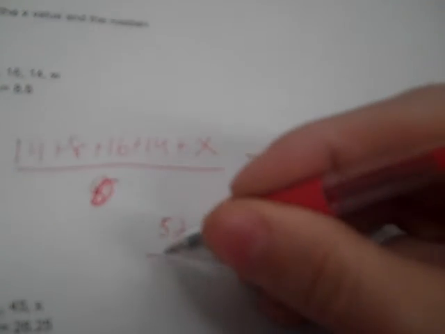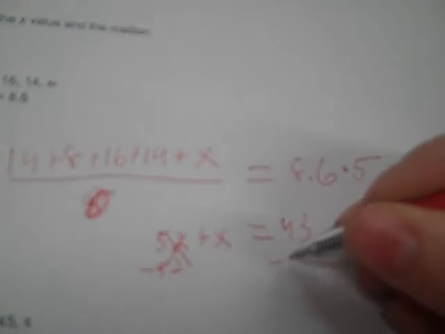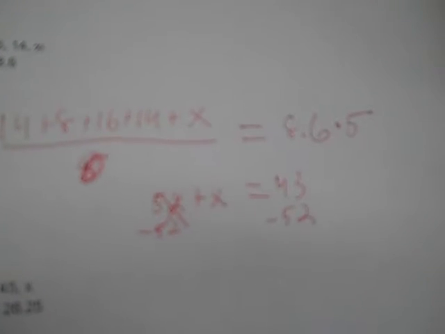Now I subtract 52 from both sides. 43 minus 52 is negative 9, okay? So you scribble out your x and put negative 9.